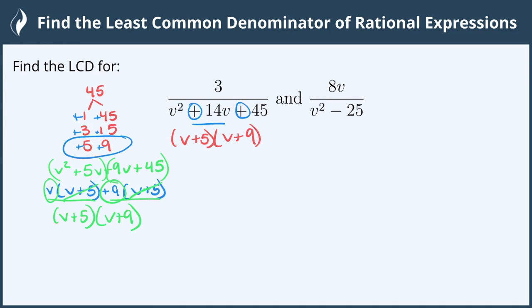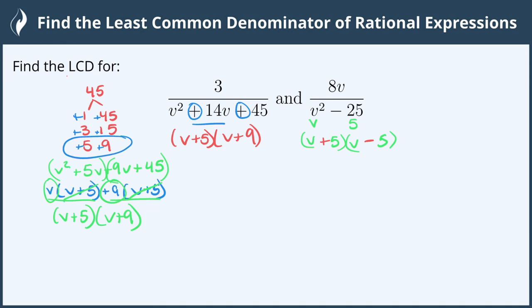Let's go ahead and factor our second denominator. We have a square subtract a square, so this follows the pattern of a difference of squares. This means that I need to square root the first one. The square root of v squared is v. And square root the second one, the square root of 25 is 5. And then we will fill in our binomials with the square roots written twice, and one will be positive and one will be negative, and that's just using the pattern of a difference of squares.